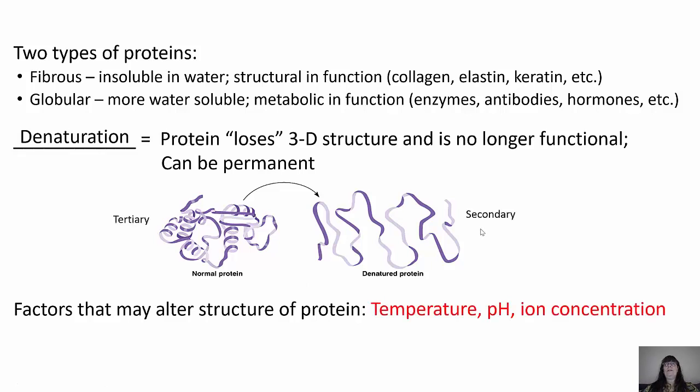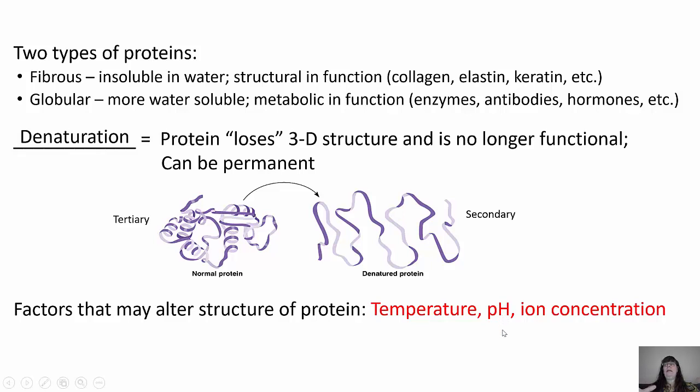Some things that might alter the structure of a protein: temperature, pH, and ion concentration. If you go from tertiary structure back down to secondary structure, now this protein isn't going to be able to function anymore. Changes in temperature can denature a protein. If the temperature gets too high, especially, that will denature a protein. That's why it's super important if you have a really high fever to get to the hospital, because they have to bring it back down or your proteins can be denatured permanently.